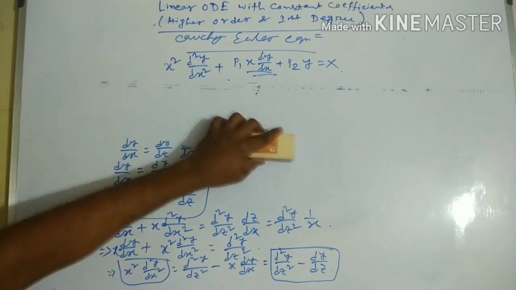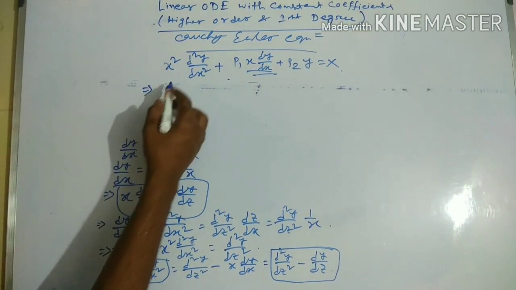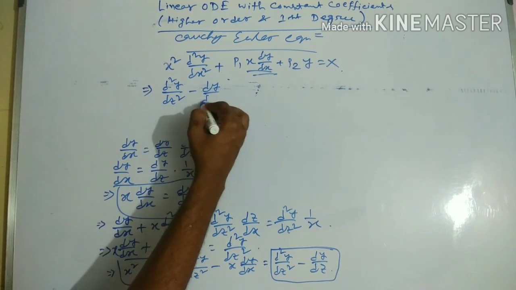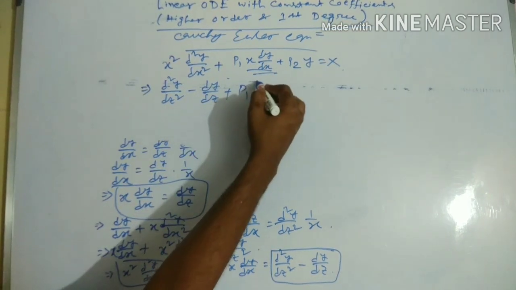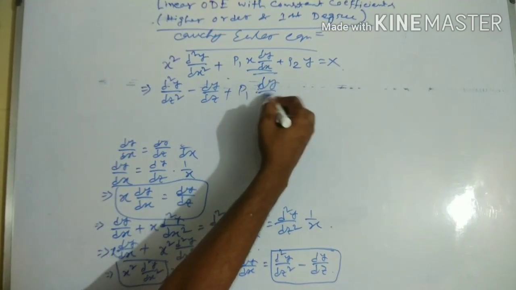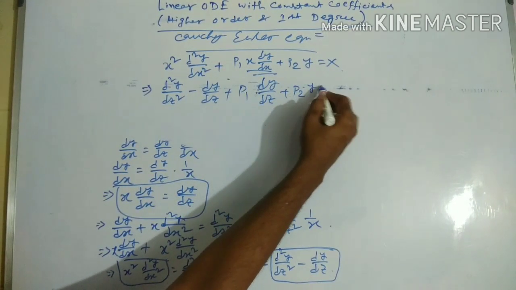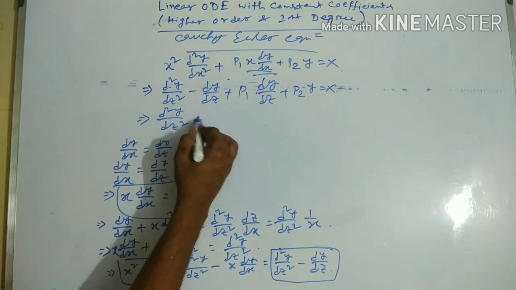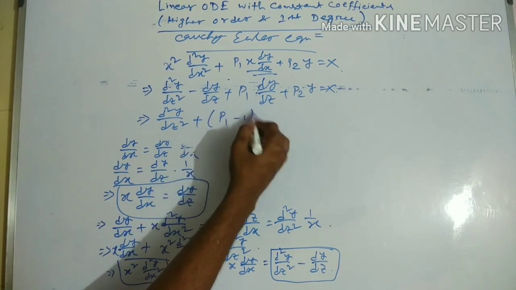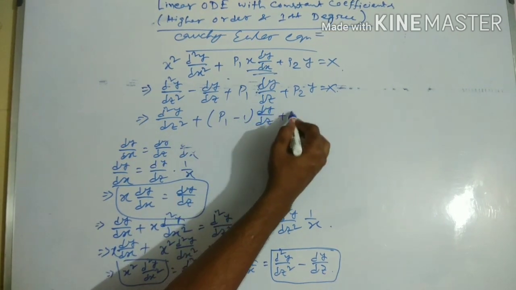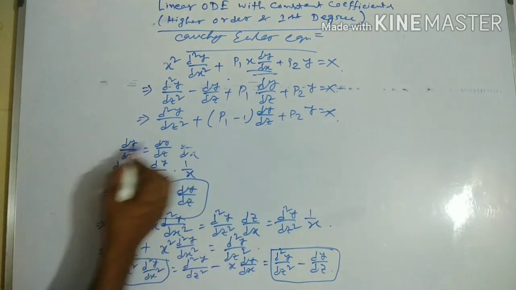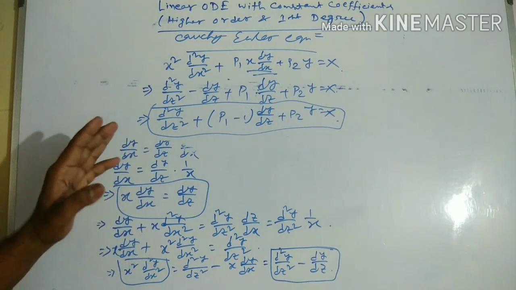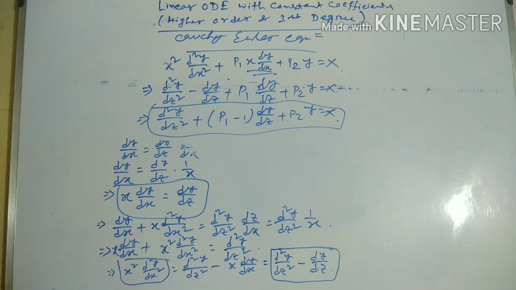Now if we put, then it will be d²y/dz² minus dy/dz plus p1 x dy/dx, which is dy/dz, plus p2 y equal to x. So d²y/dz² plus (p1 minus 1) dy/dz plus p2 y equal to x. Here you see that this equation is an ordinary differential equation, a linear ODE with constant coefficients.